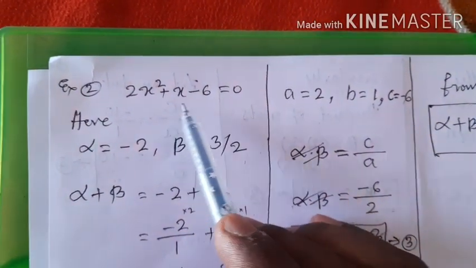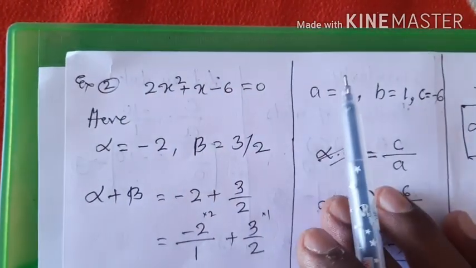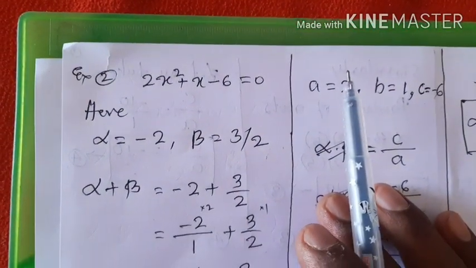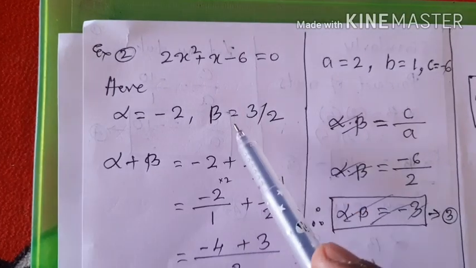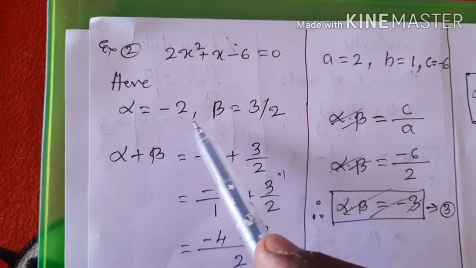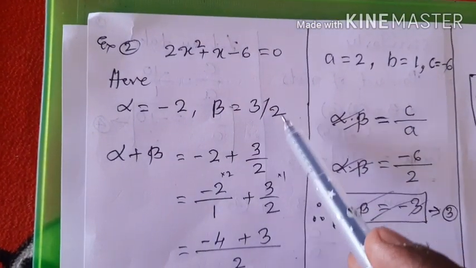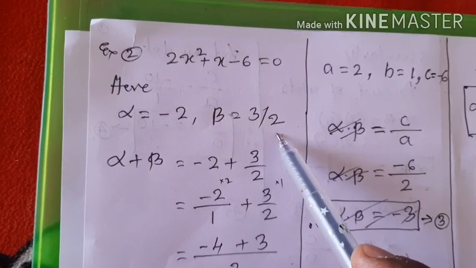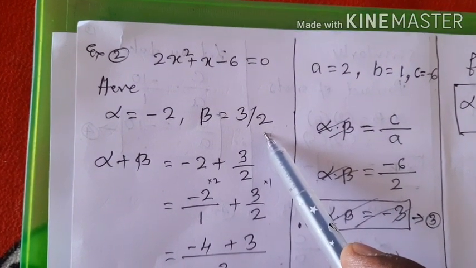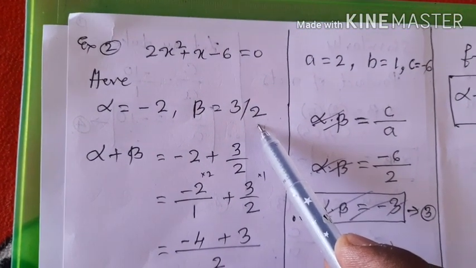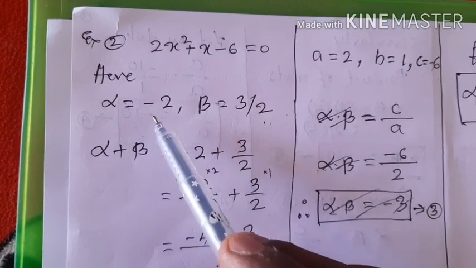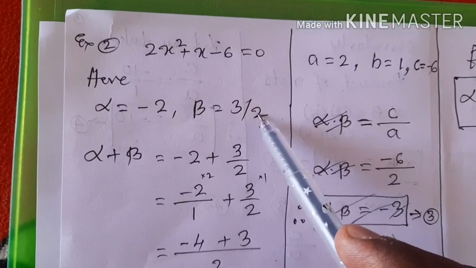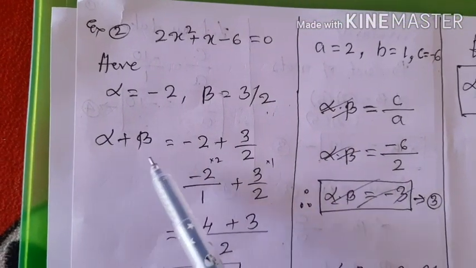2x square plus x minus 6 is equal to 0. Right? Now, here the roots of this equation have been given. Alpha is equal to minus 2 and beta is equal to 3 by 2. By any one of the methods, you can find the roots. But here I have not explained that. Directly I have written the roots. Alpha is equal to minus 2 and beta is equal to 3 by 2. Let us find alpha plus beta.